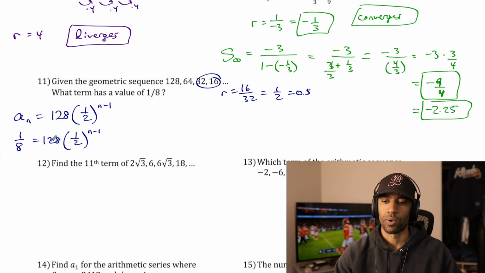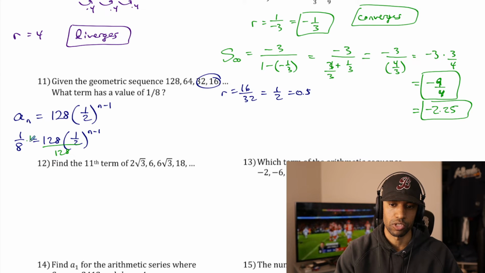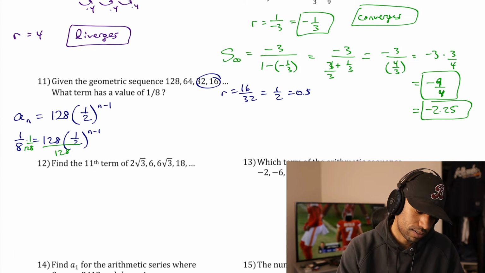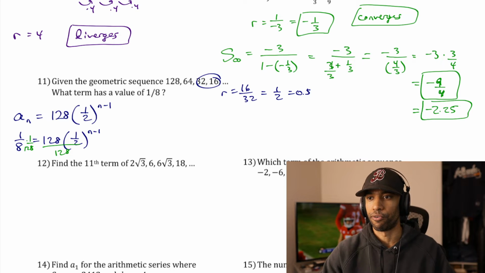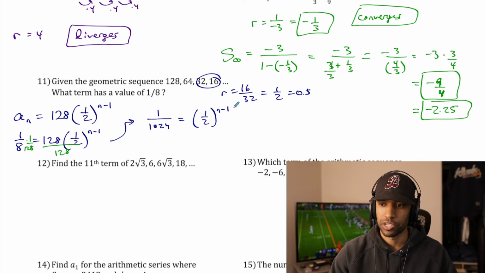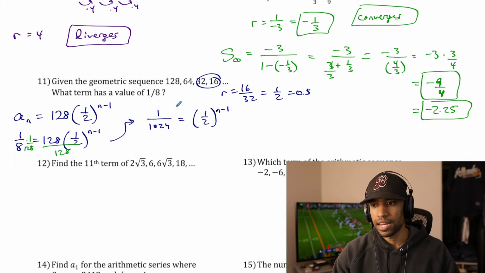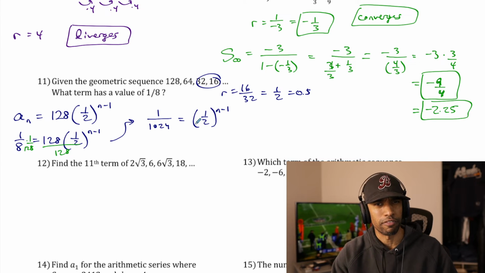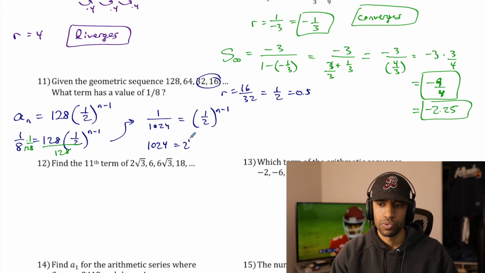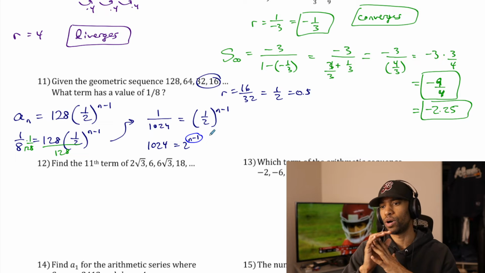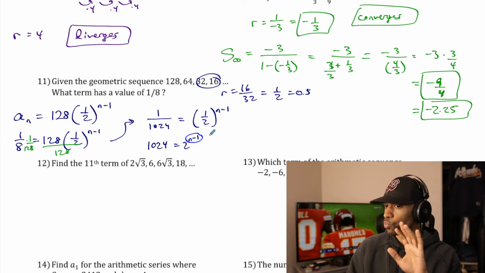But what do we have to do first? We're going to have to divide both sides by 128, which of course means multiply by 1 over 128. So 8 times 128 is 1024. This gives us 1 over 1024 equals 1/2 to the n minus 1 power. As 1 to any power will give us 1, we're really trying to figure out 2 to what power gives us 1024. So 2 to the n minus 1. N minus 1 will be whatever the exponent is. That's where logarithms would take place.